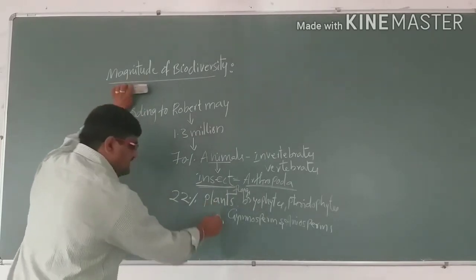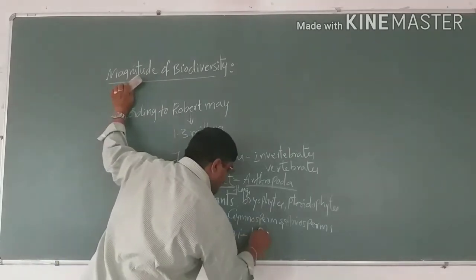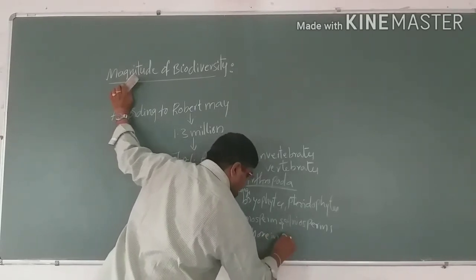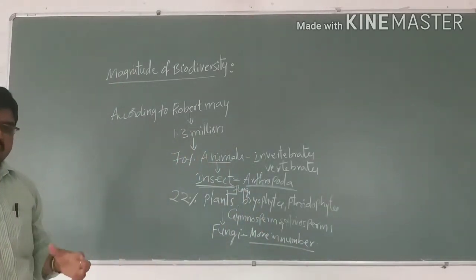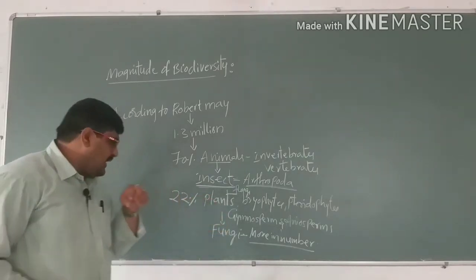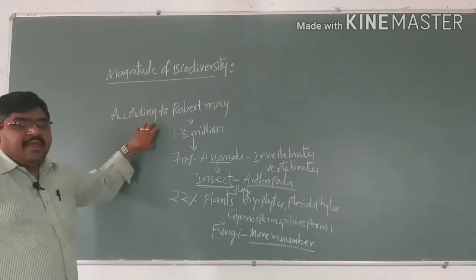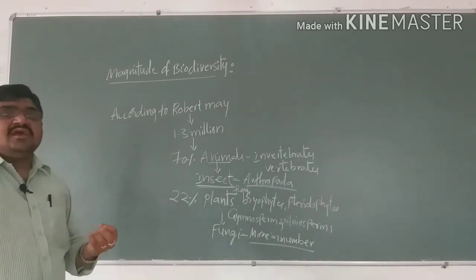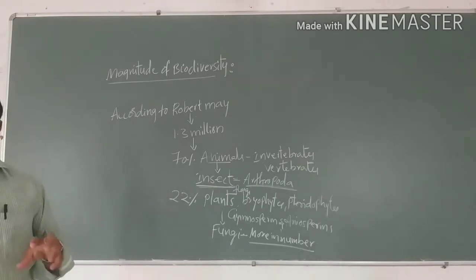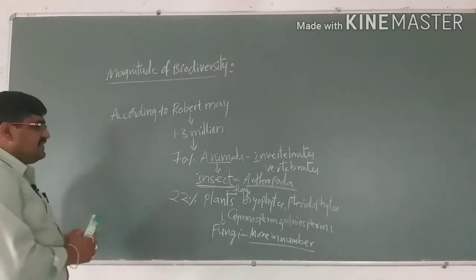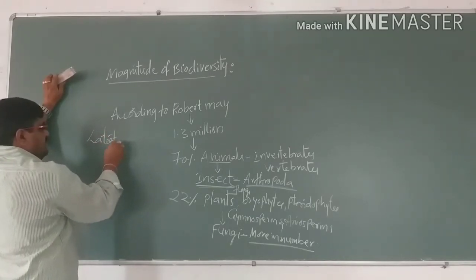Among these, the fungal species are more in number when compared to all the bryophytes, pteridophytes, gymnosperms and angiosperms. These figures are according to Robert May. But the latest information shows that there are about 8.7 million species present on the Earth's surface. That latest information is presented here.